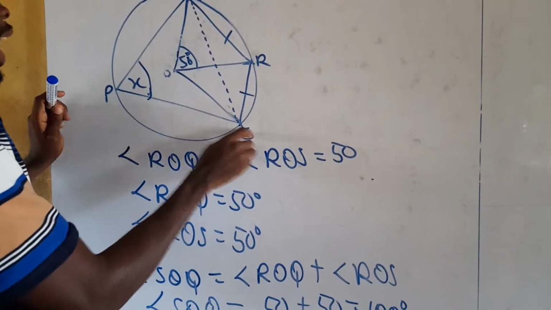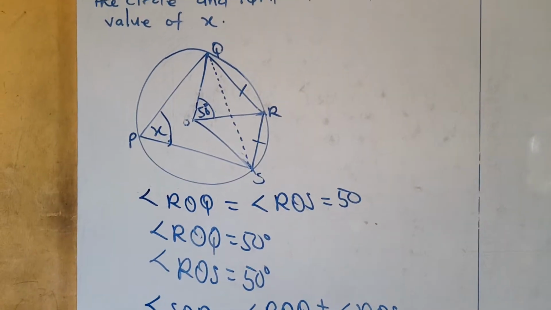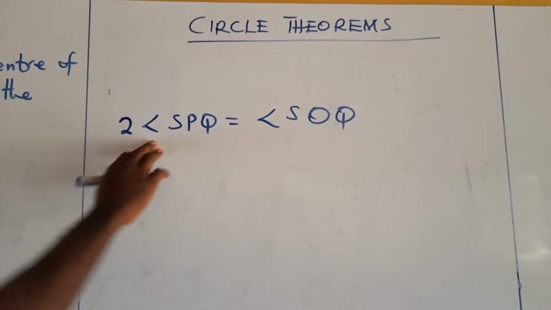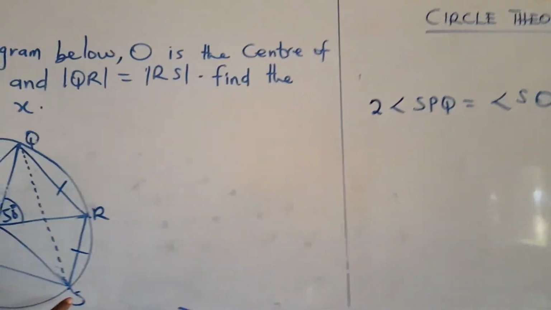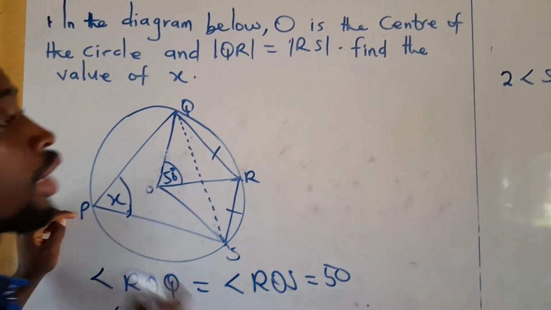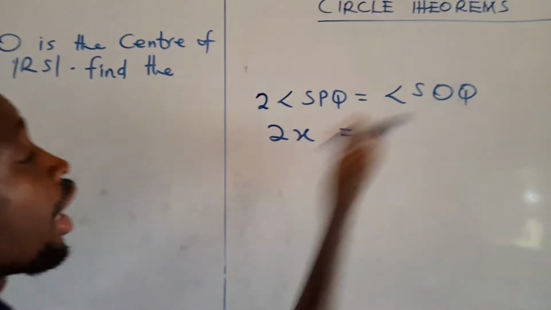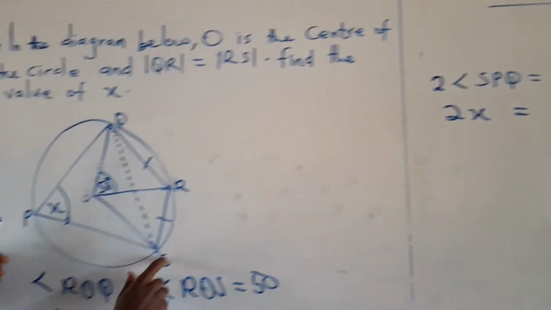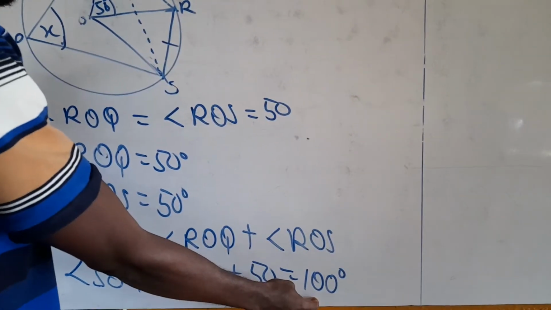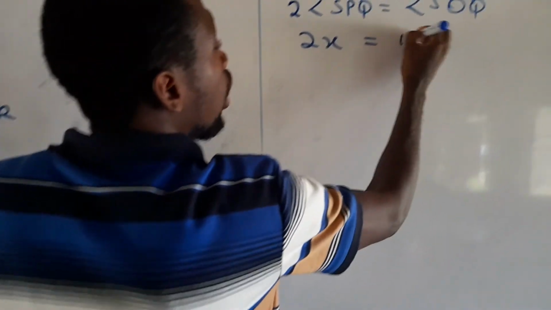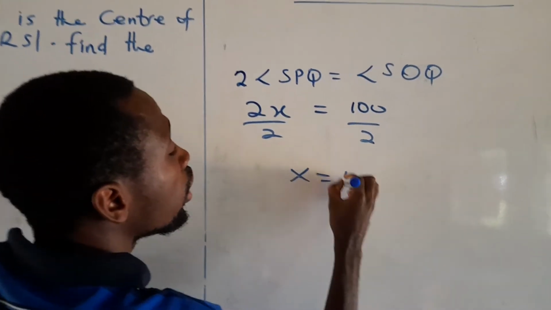So twice angle SPQ is equal to angle SOQ. So what's our angle SPQ? Angle SPQ is x. So 2 of x will be equal to angle SOQ, and angle SOQ, remember, is 100 degrees. So 2x is equal to 100. When we divide both sides by 2, our x is 50 degrees.